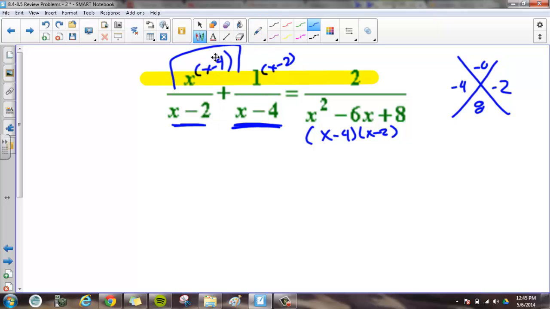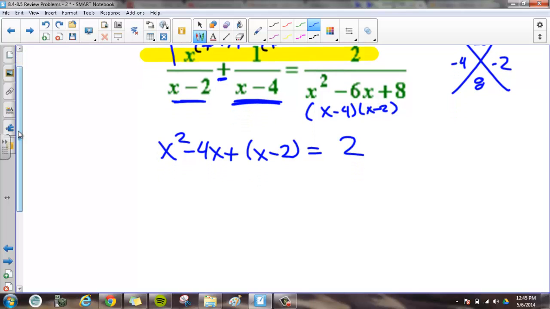Okay, so now we got the common denominator. When we get a common denominator, we just focus on the top. We only care about the top for now. So, let's focus on that top right here. If we focus on this right there, we have x squared minus 4x plus, that's for the plus, x minus 2 equals 2.